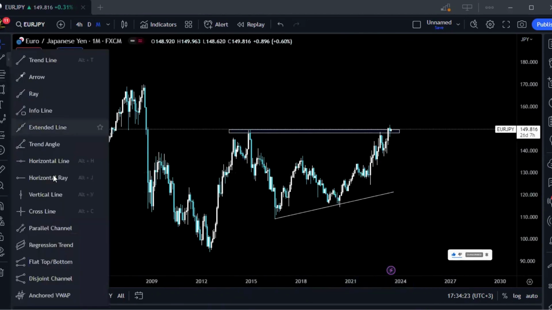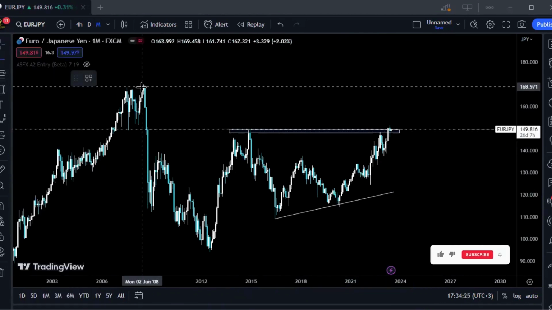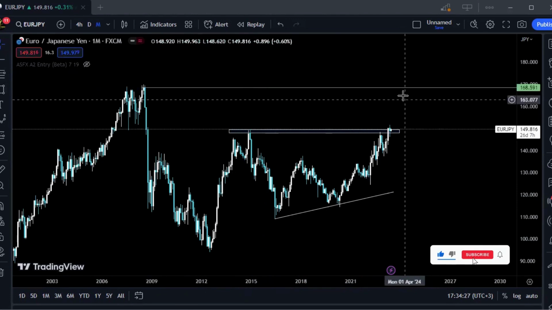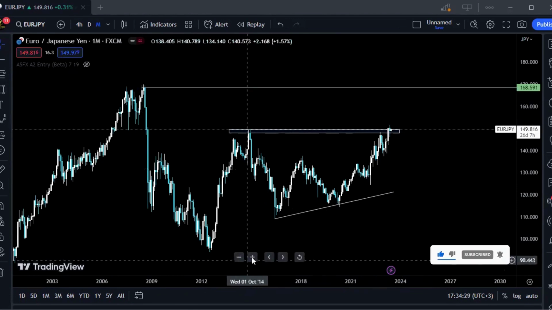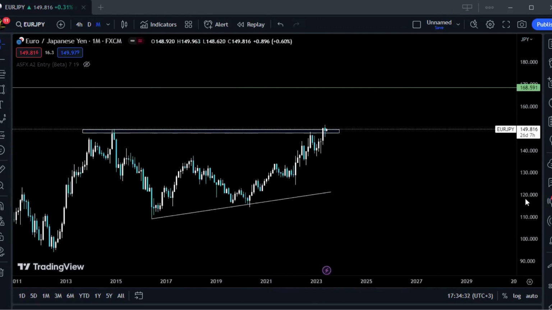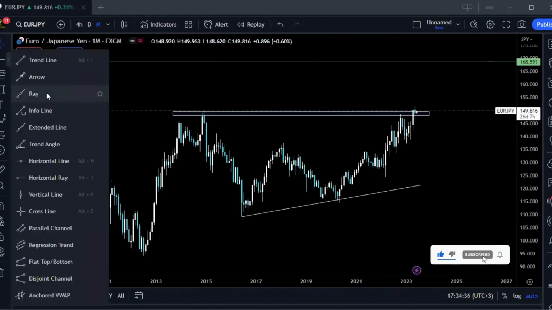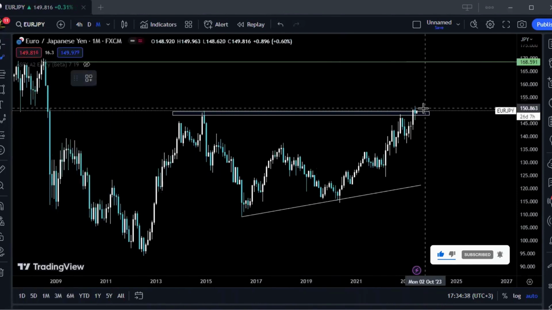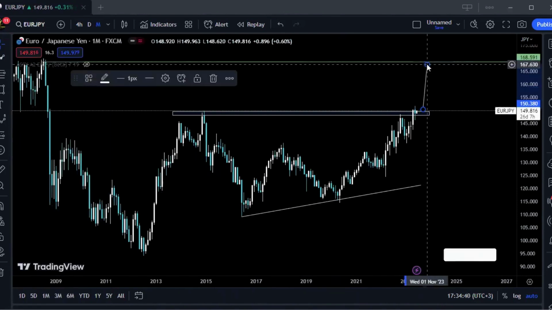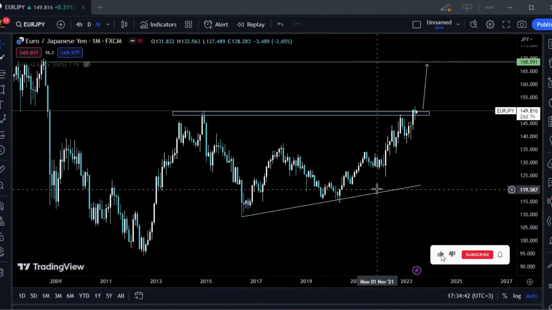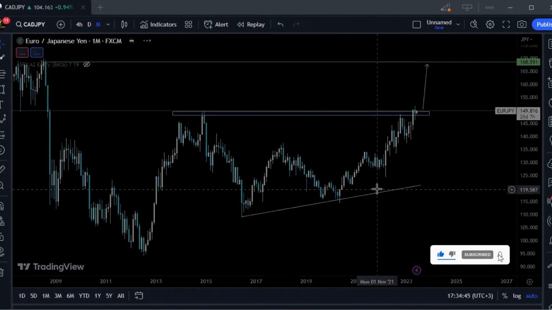The targets that we'll be aiming for are these highs. So yeah, that's the move that we'll be looking for on Euro JPY.